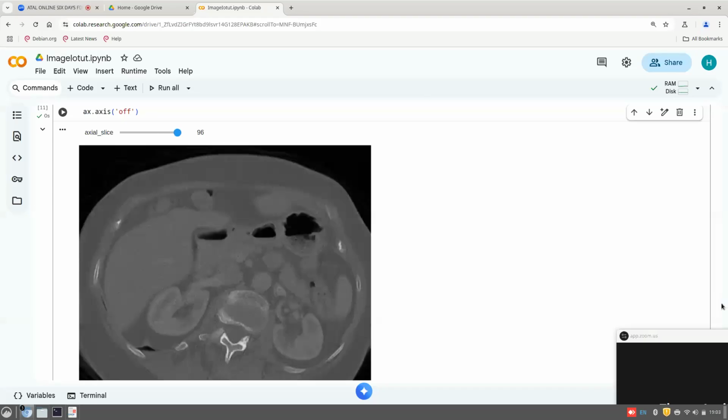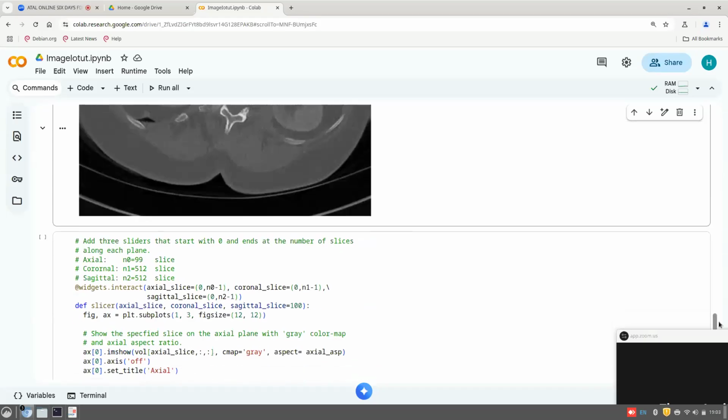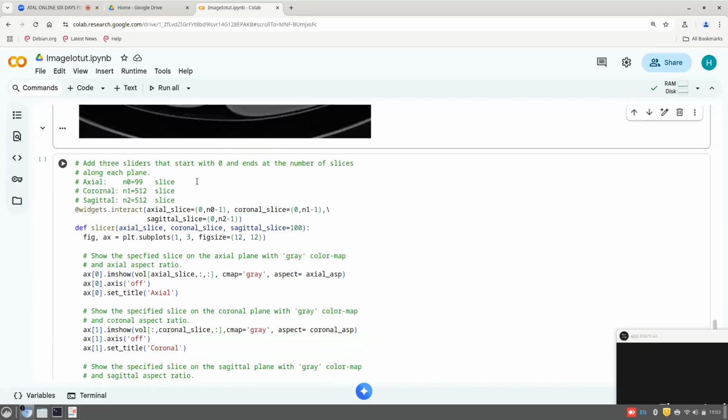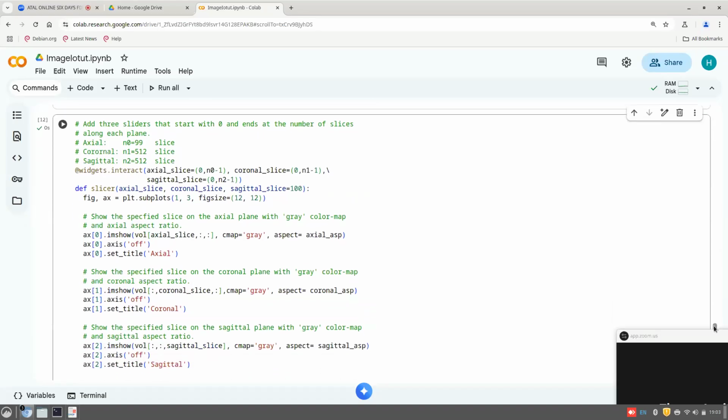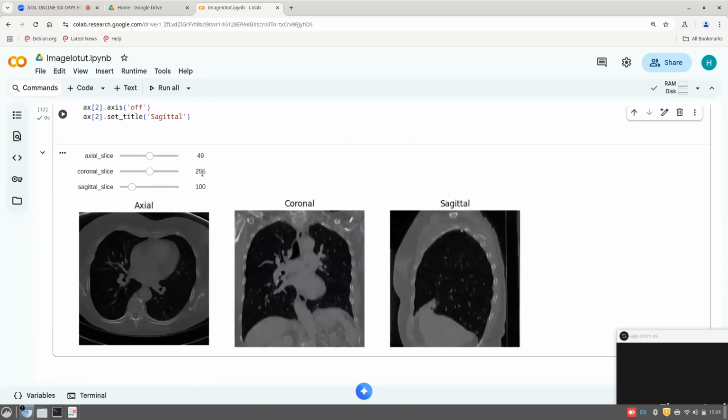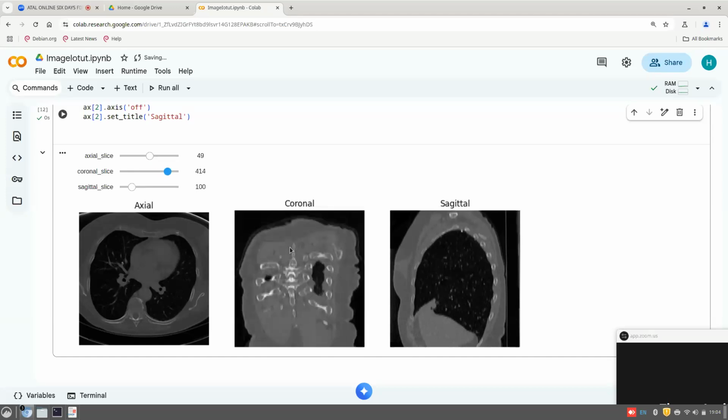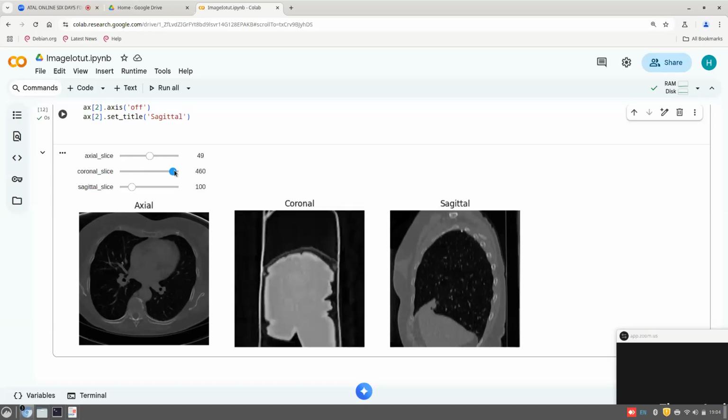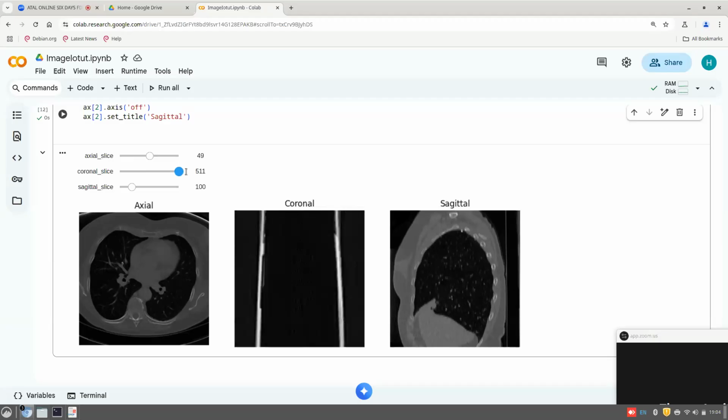It's not only that I can vary it along the axial plane or transverse plane, I can also vary it along the coronal plane and sagittal plane. So I'm right now seeing the 49th slice of the axial plane, the 255th slice of the coronal plane, and the 100th slice of the sagittal plane. So if I vary the coronal plane, you can see this picture is changing. Now I'm looking at the 414th slice. Actually, I have 512 slices, right? Similarly, I can move to the other side as well.